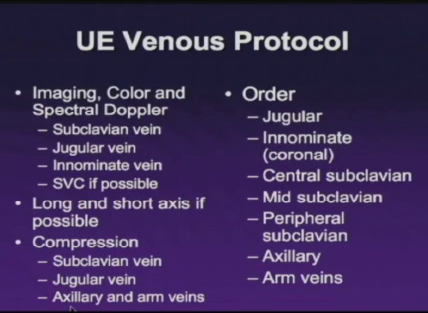The venous protocol in the upper extremity uses imaging, color, and spectral Doppler. And we use all three modalities for the subclavian, jugular, and innominate veins. And if we see the superior vena cava, we evaluate that as well. We typically try to look in both long and short axis, but in some veins that's not possible. The innominate vein is typically a vein that we can only image in one plane, and we scan from anterior to posterior to see as much of it as we can.